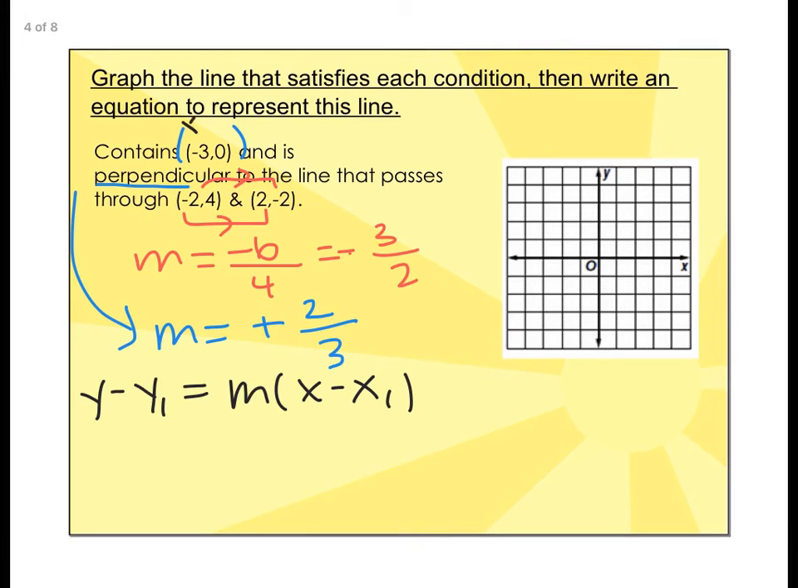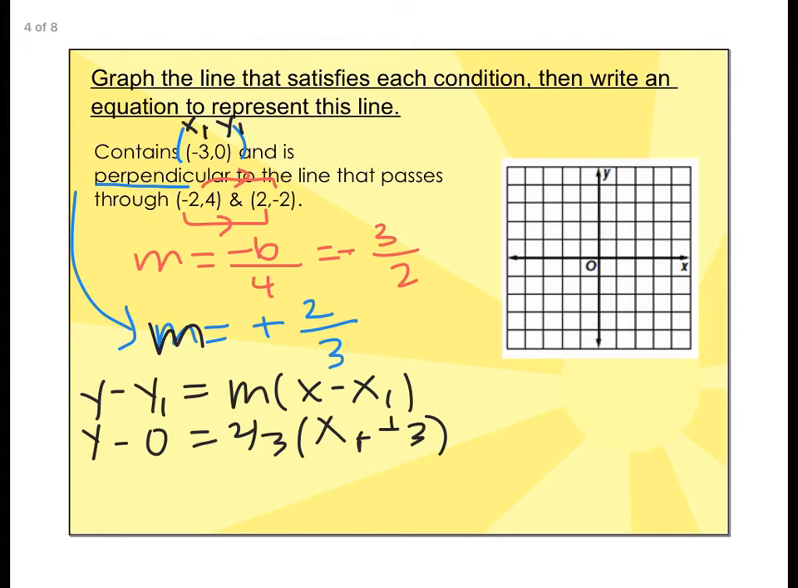We have our x1, y1, and then we have our slope right here that we can plug in. So I'm going to have y minus 0 is equal to 2/3, in parentheses, x minus a negative 3. So that is going to change to a plus 3.